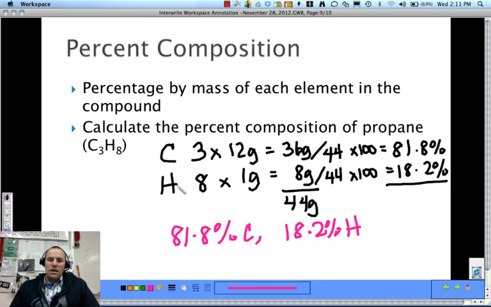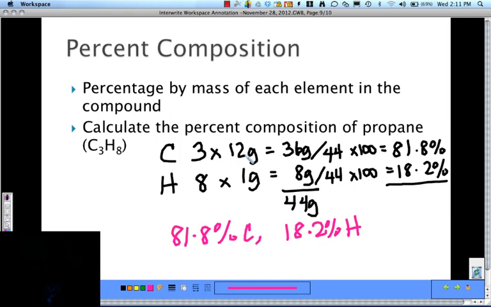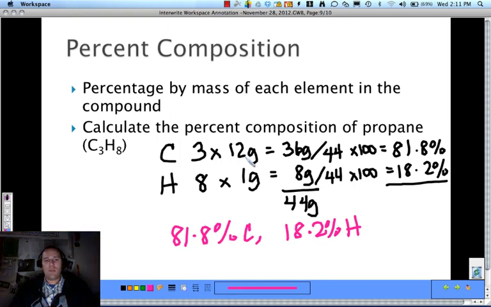That makes sense. Although it seems like, well, I have 8 hydrogens and 3 carbons. Yeah, you have more hydrogens, but they're a lot smaller. They're worth a lot less. It's only 1 gram for every hydrogen. Carbon, you have 3 of them, but each one is worth 12 grams. So carbon makes up a much greater percentage of your compound.